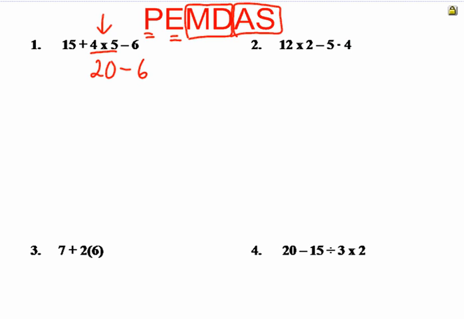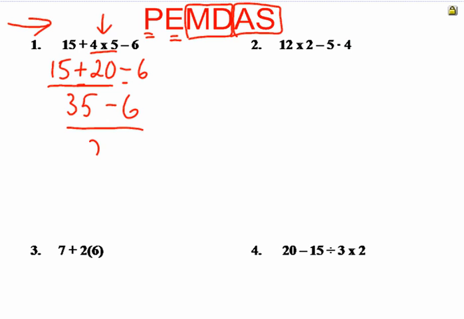And then I'm going to bring everything else down. Now addition and subtraction are equals. So what you do is, whichever one comes first as you're reading it left to right is what you would carry out. So we're going to do 15 plus 20, 35. Bring down our subtract 6. That would simplify to 29.